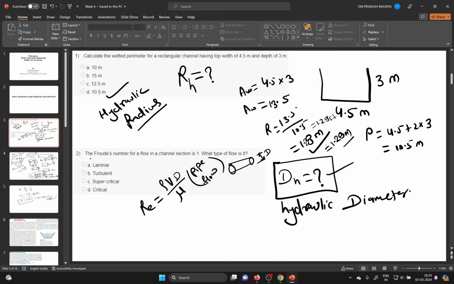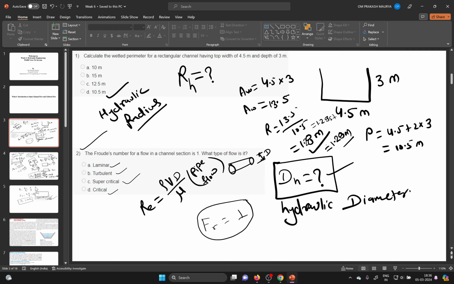Second question: the Froude number for a flow in a channel cross section is 1. What type of flow is it? Whether laminar flow, turbulent flow, supercritical flow, or critical flow. The Fr is equal to 1, that is your Froude number. I will discuss a little bit more about the Froude number, so please just give the answer, then I will discuss. Critical, sir. Critical flow. Yes, it is a very common thing. If anyone has done open channel flow previously, it is very easy to tell.